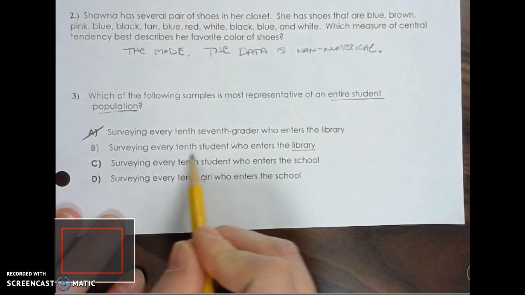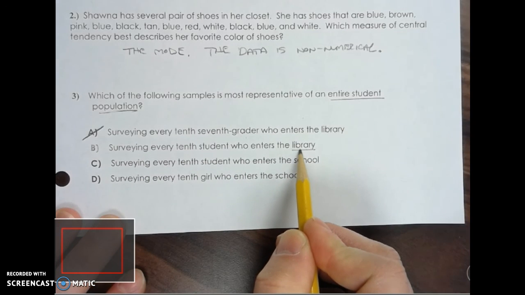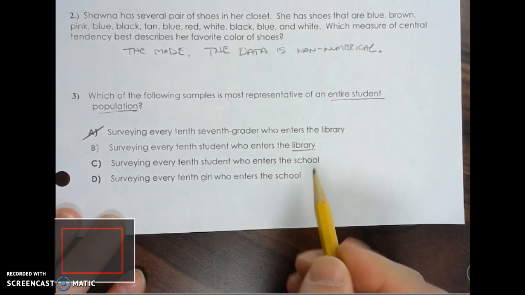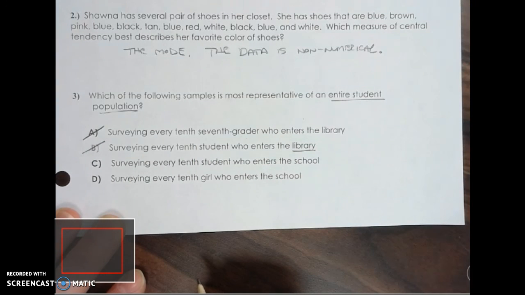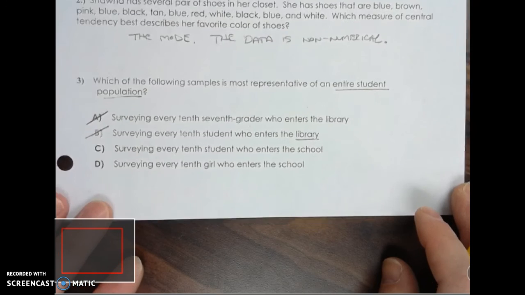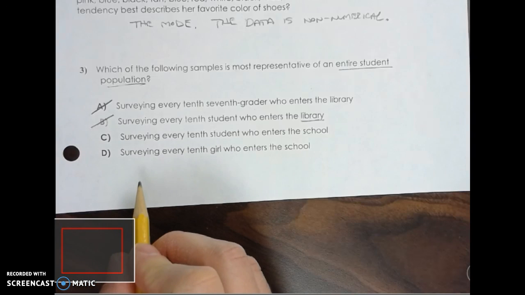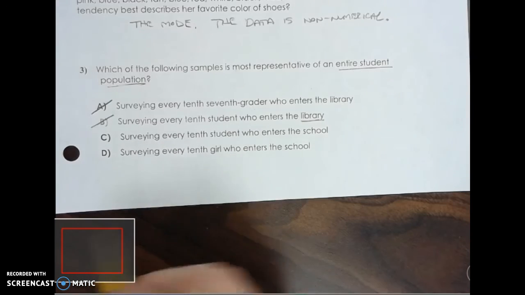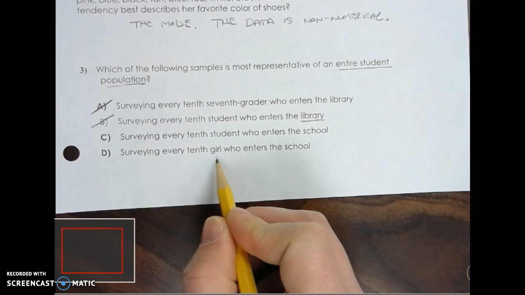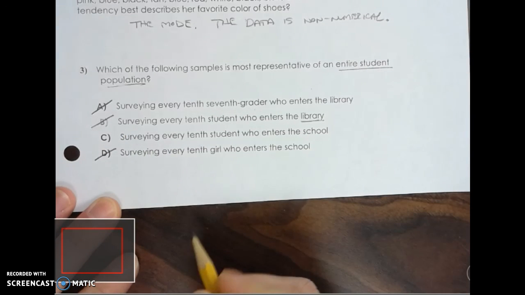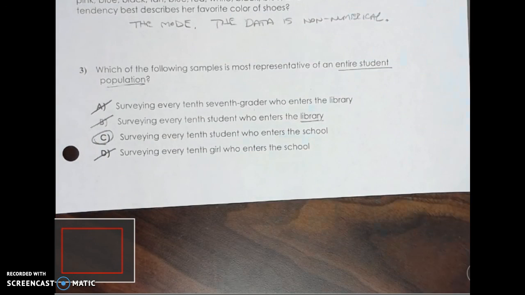In choice B, it says surveying every 10th student who goes to the library. Well, again, this is better than choice A, but again, we're only looking at students in the library. We're excluding all other students that aren't in the library, and so that's not going to be the best choice either. In choice C, it says surveying every 10th student who enters the school. That one sounds pretty good. Let's just check choice D to be safe. It says surveying every 10th girl who enters the school. Well, here we're excluding all of the boys, and so that one's not going to be the most representative, and so it's going to have to be choice C. Okay, that's the one that's most representative of the population. It's random, it's every 10th student, and it includes every member of the population, every student that enters the school.